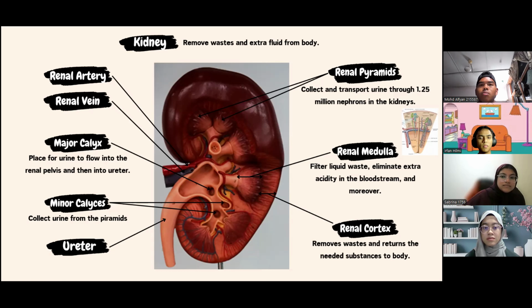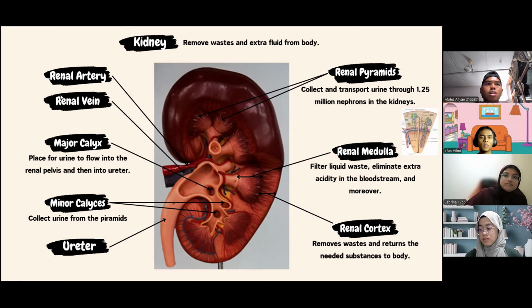And then there is the renal medulla. The renal medulla is a space where, as you can see, I labeled there. This space functions to filter liquid waste, eliminate extra acidity in the bloodstream, and more. And then there is the renal cortex, also a space that removes waste and returns the needed substances to our body. And then there are the renal artery, renal vein, and ureter, whose functions I've mentioned before.